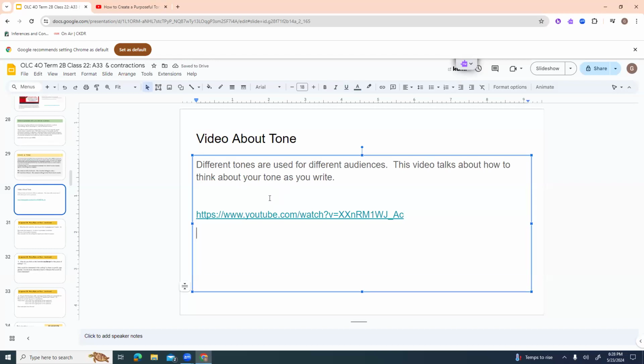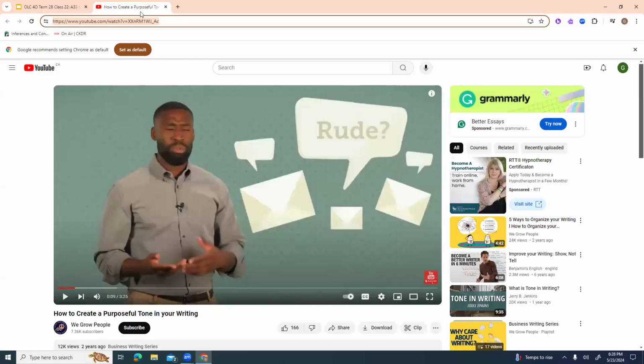Okay. Well, if you get a chance to take a look at it later, it talks about how we grow people and it talks about creating a purposeful tone in your writing. It's a really helpful little article.